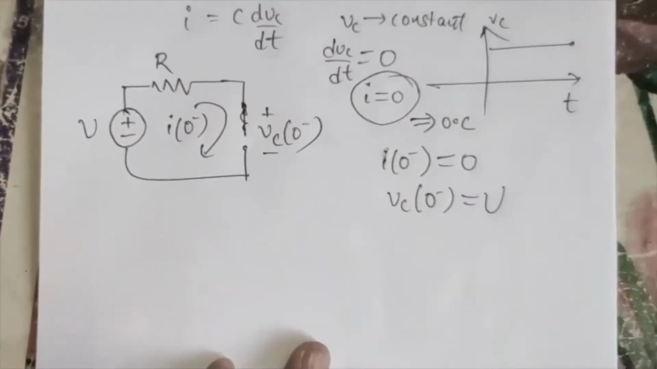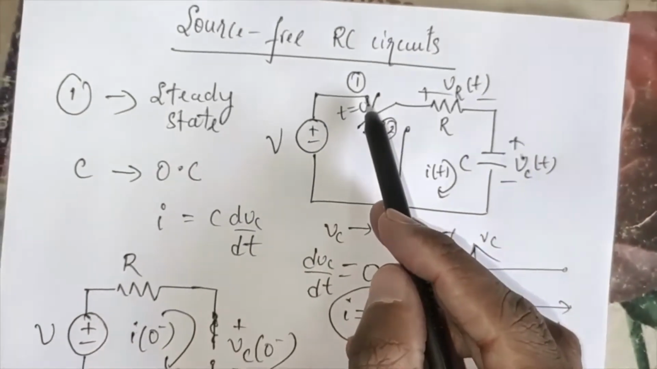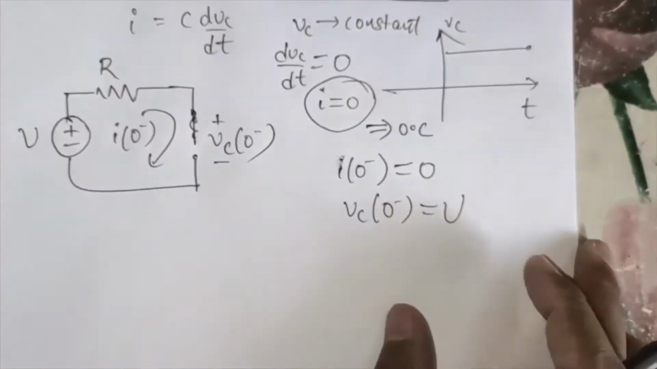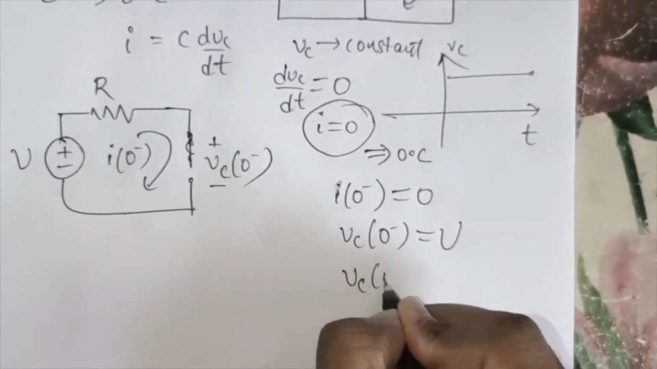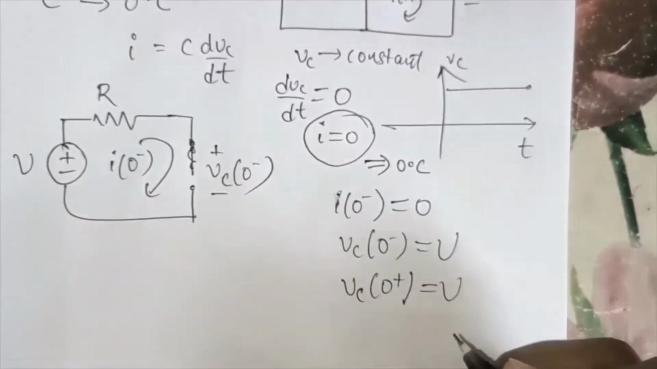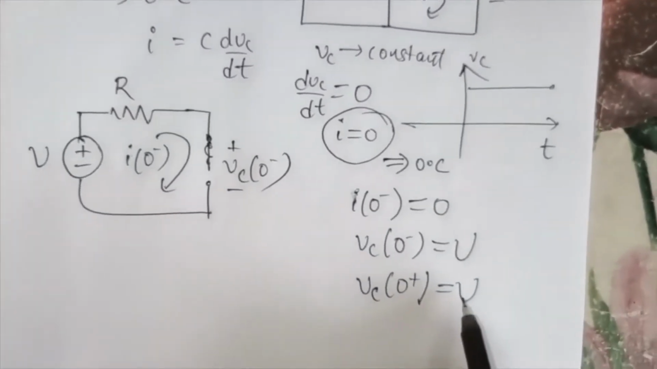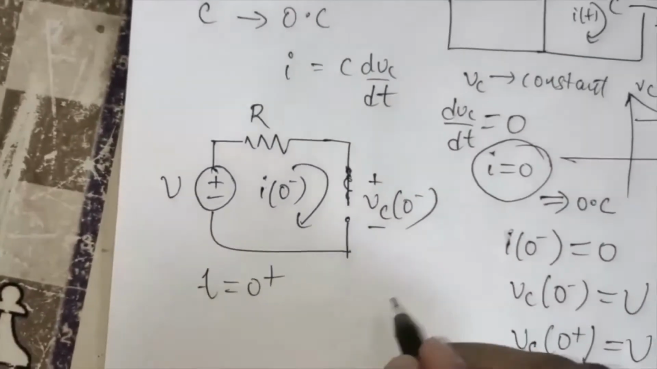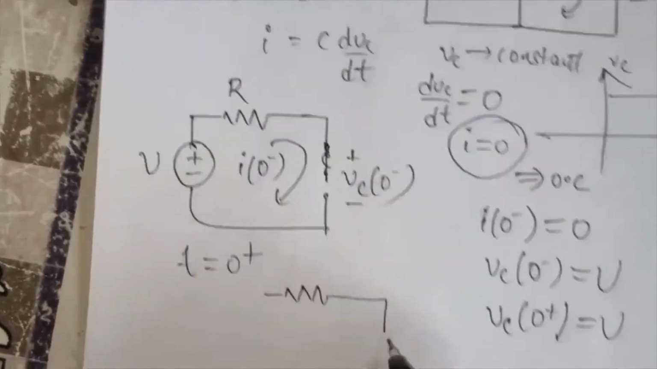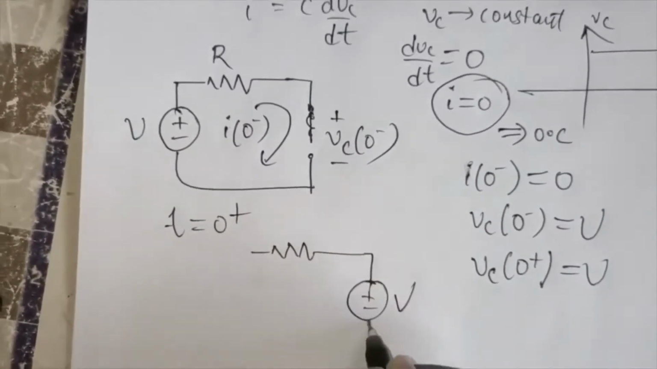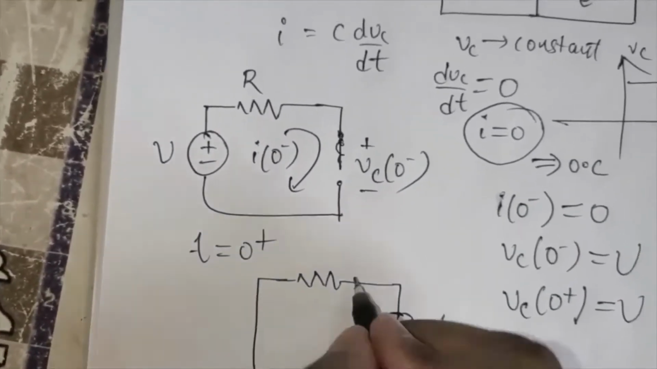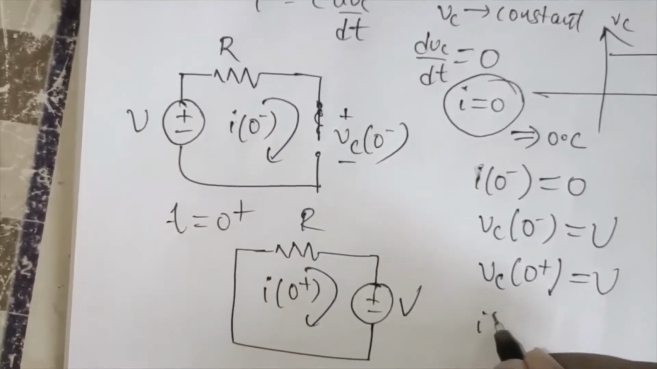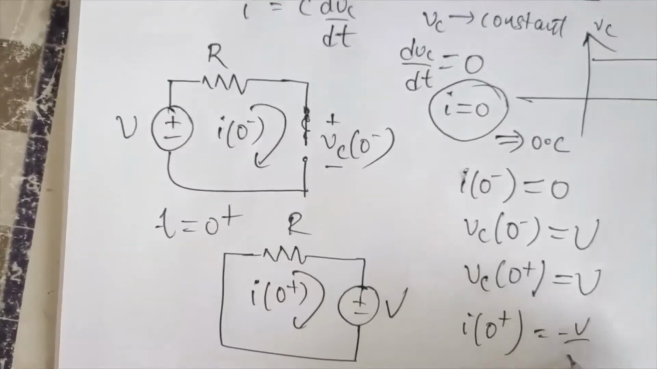Immediately after switching, that is changing the switch position from 1 to 2, we know the property of a capacitor that it will not allow any sudden changes in voltage. So Vc of 0 plus is equal to V. So the voltage across the capacitor is equal to V, which means at t equal to 0 plus, the capacitor now will act as a voltage source of value V. So in this instant I of 0 plus will be nothing but minus V by R.